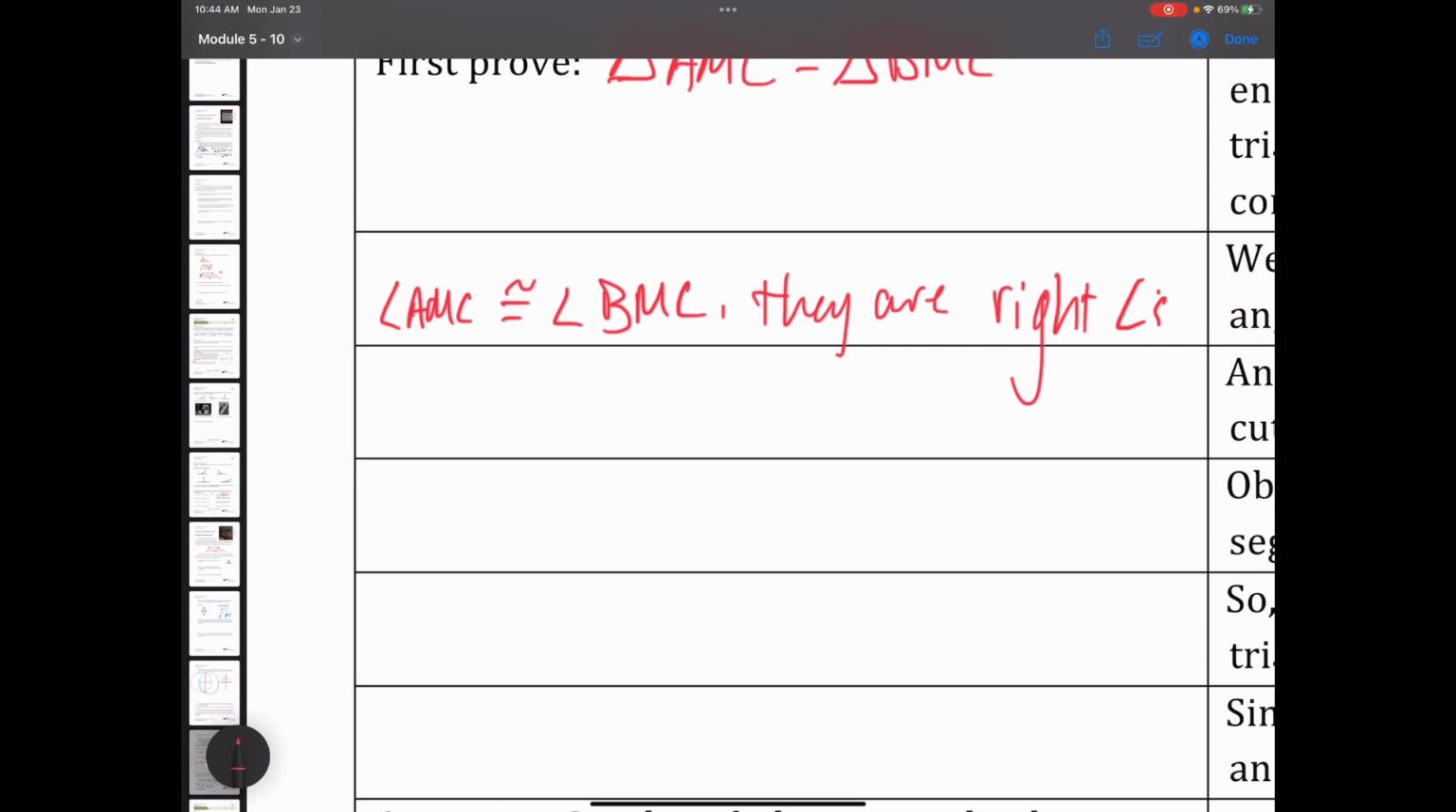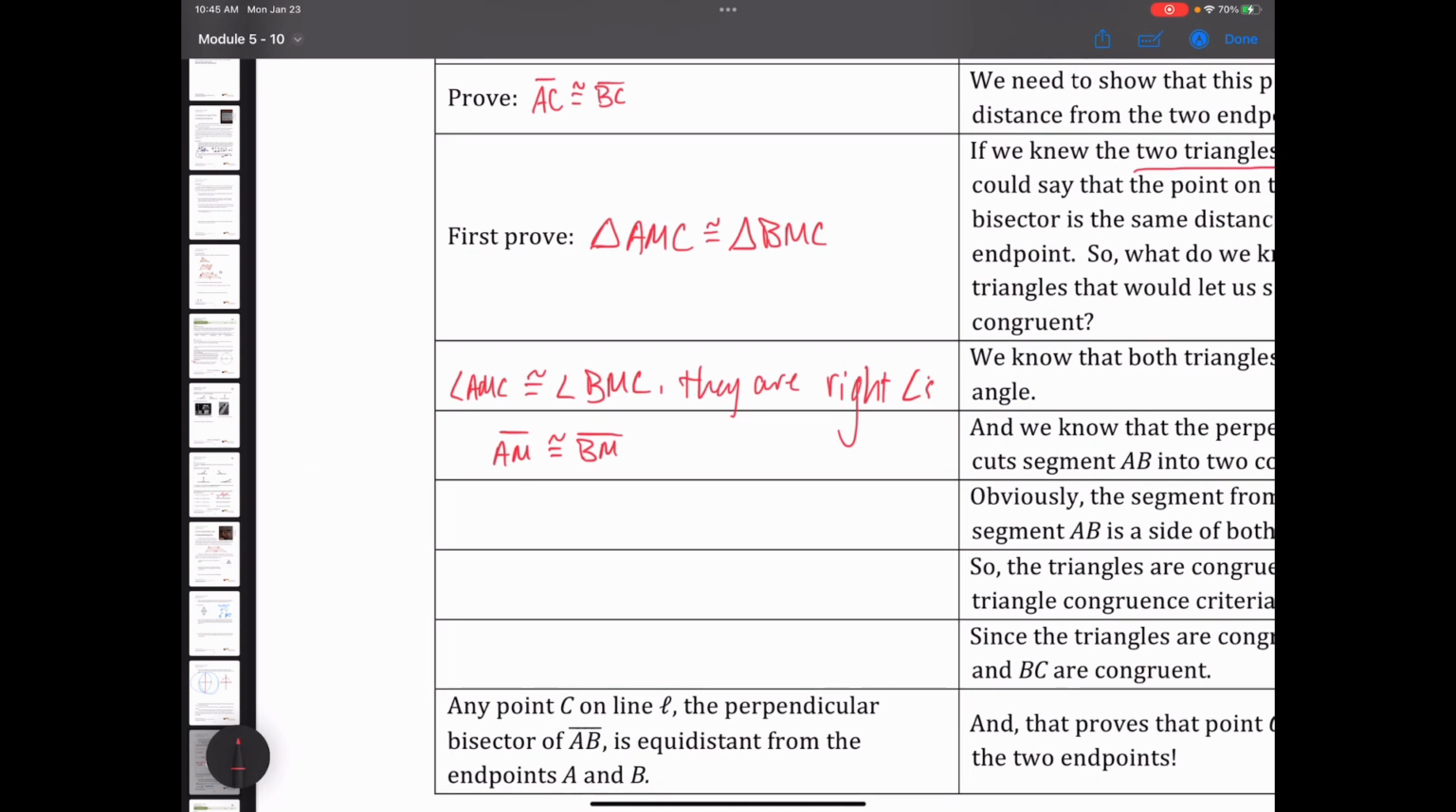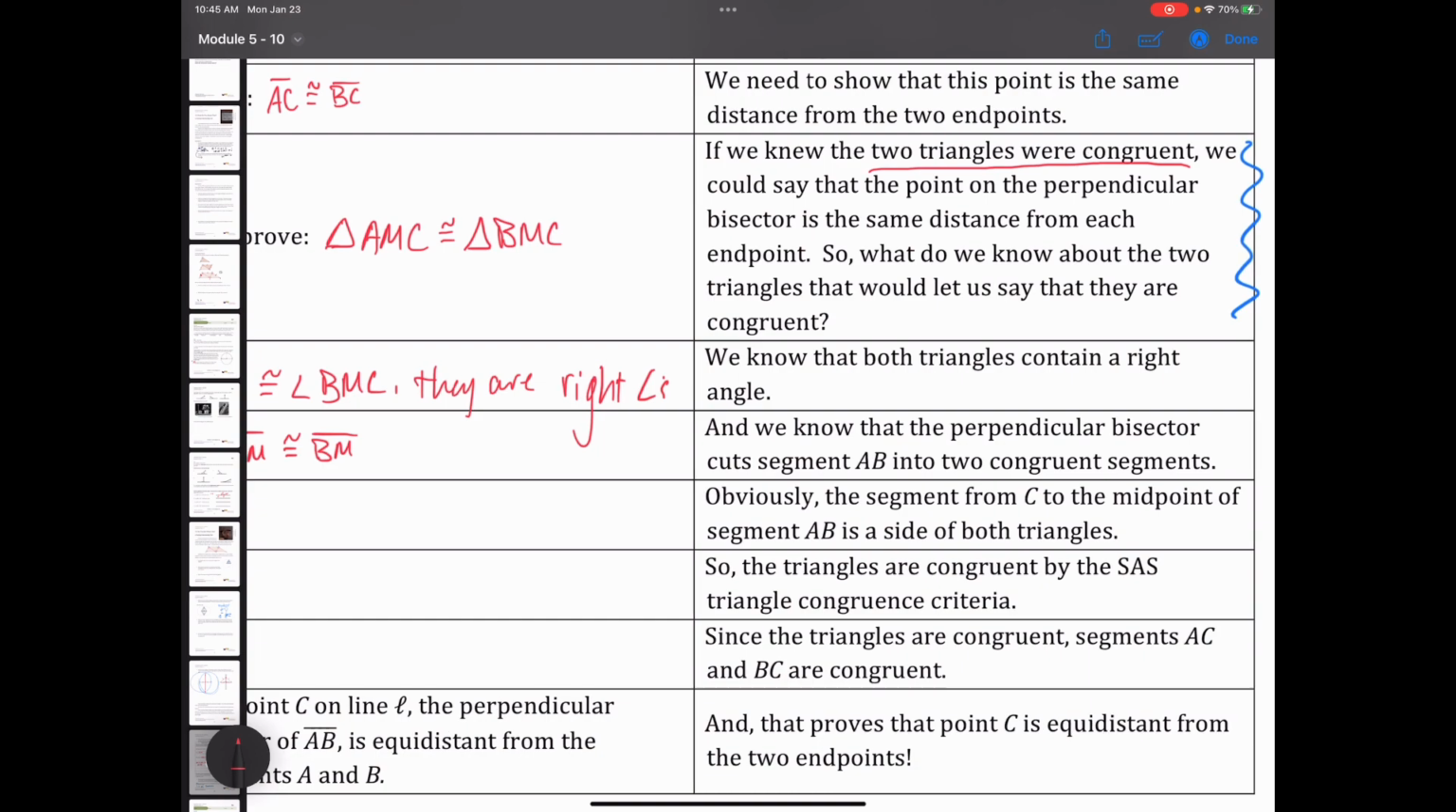What else are they? What are their names? AM and BM. How could we say that more mathematically speaking? Very good. Segment AM is congruent to segment BM. Very nice. And we just read that one.